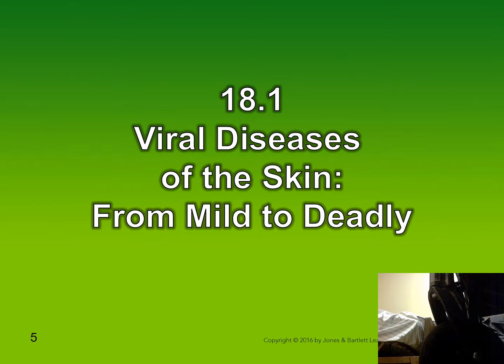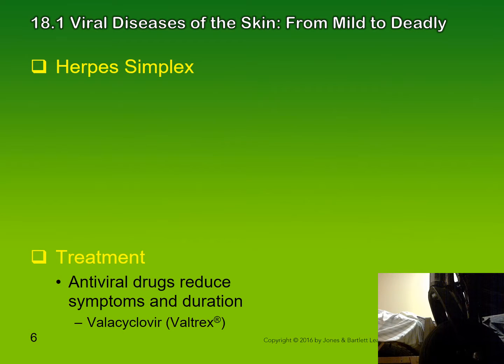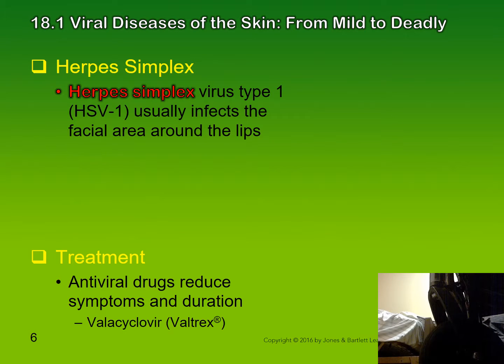Viral diseases of the skin. Okay. Herpes simplex. Herpes simplex virus type 1 usually affects the facial area around the lips. These are your cold sores, or things called fever blisters. And again, the sort of rare form of herpes simplex 1 is that you're going to get cold sores.